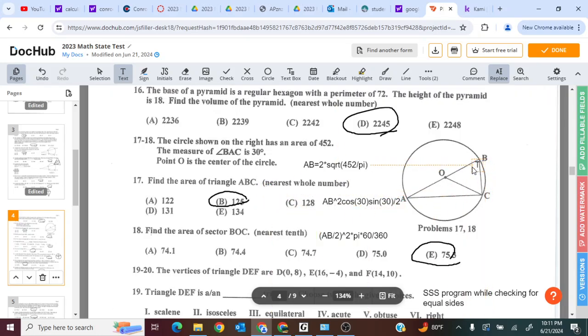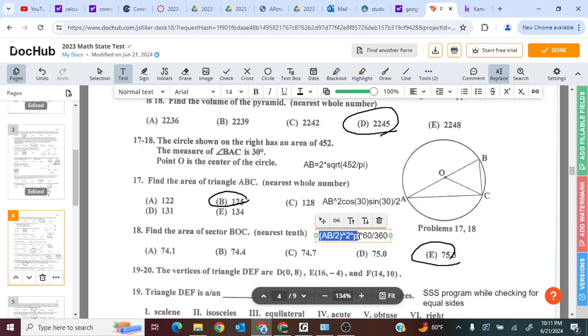Find the area of sector BOC. This angle, BAC, is an inscribed angle of 30 degrees, which means the equivalent center angle is 30 times 2, or 60 degrees. That center angle represents the measurement of arc BC. So once you have that, you do your equation for a sector: your radius squared times pi times your 60 degrees over the entire 360 degrees of the circle to get the BOC sector.